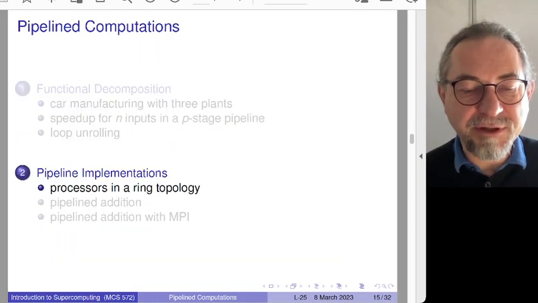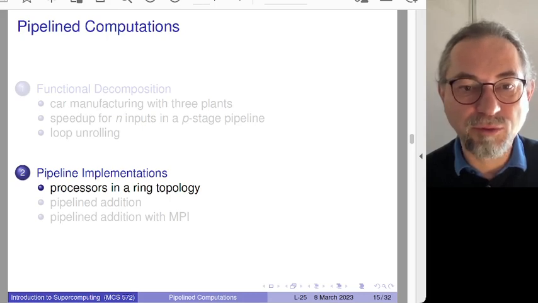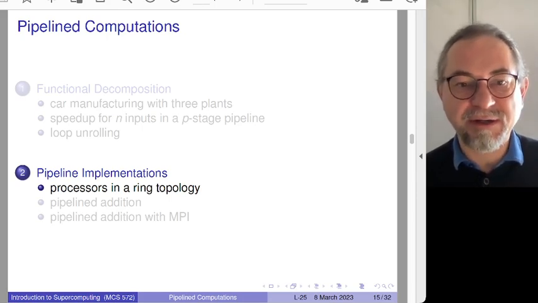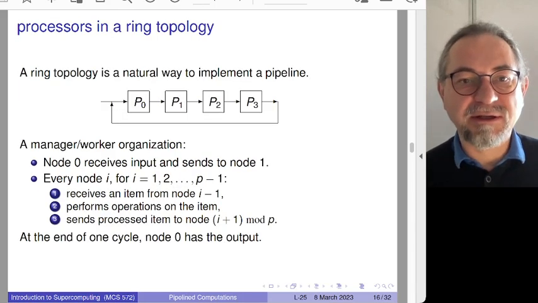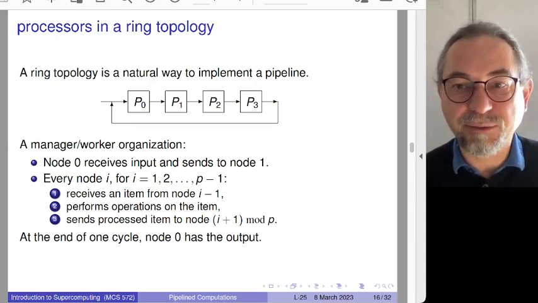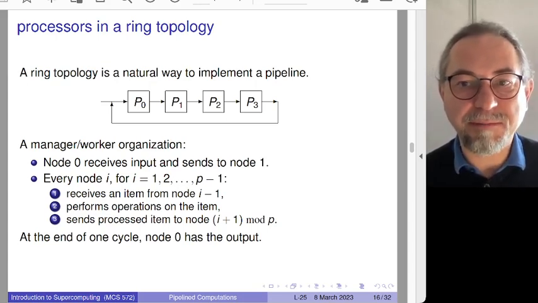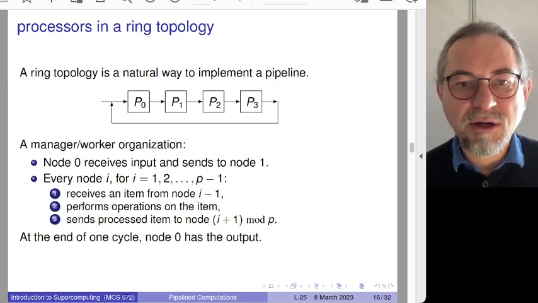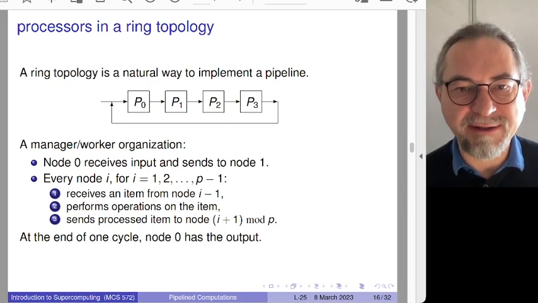Okay, so that is the first part. In the second part, I will go to some very basic toy examples, or in some sense preparing for actual pipelined implementations. Let's consider a ring topology. A ring topology is in some sense a very natural way to implement a pipeline. So we have the processors lined up in a ring.